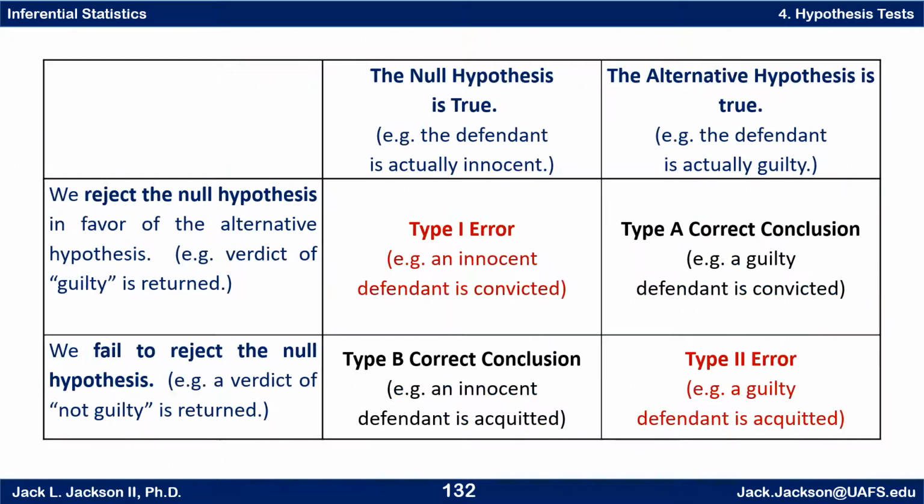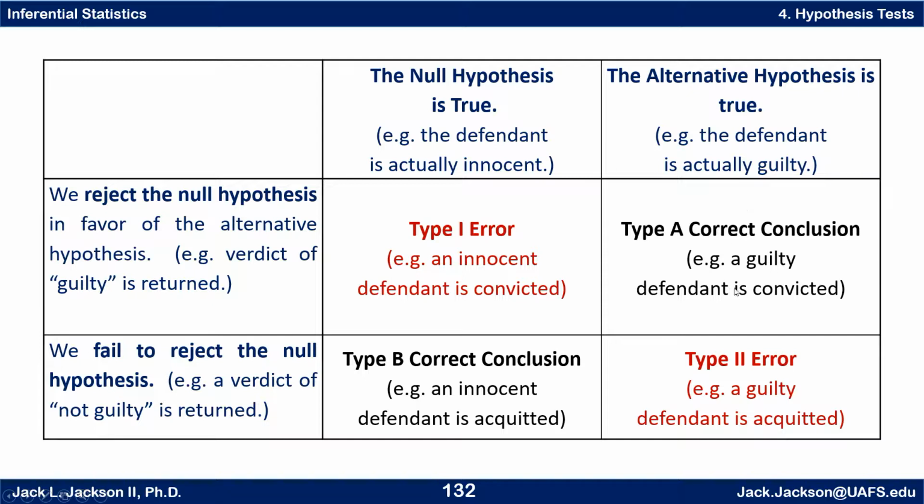Now I can put these together in a little table here. If the null hypothesis is true, for example, the defendant is actually innocent, there are only two things that could happen: a type 1 error, which has probability alpha, or a type B correct conclusion, which has probability 1 minus alpha. On the other hand, if the alternative hypothesis is true, there are only two things that could possibly happen.